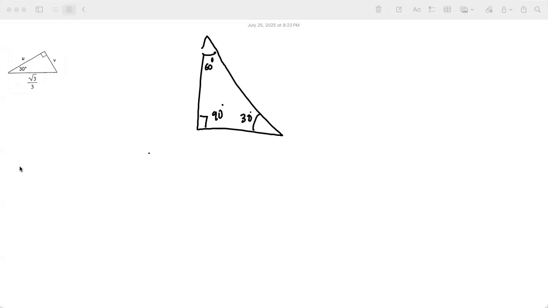The side opposite to 30 is V. The side opposite to 60 is U. Side opposite to 90 is root 3 by 3. Now find out U and V in radical format.